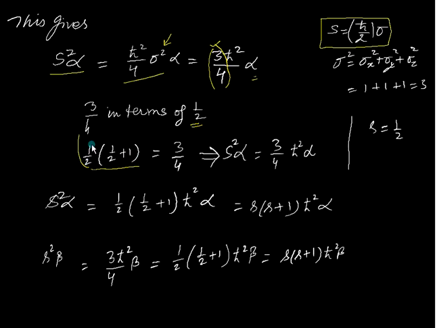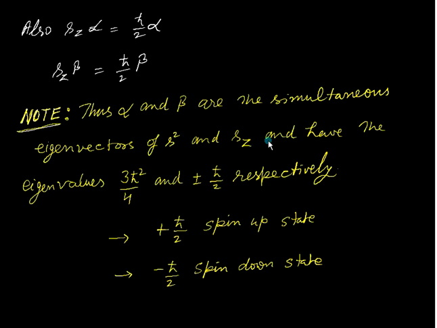And as you know, 1 by 2 is the magnitude of the spin vector along the z direction, so this is spin S equal to 1 by 2. So you can write S square alpha in terms of S as S into S plus 1 h cross square alpha, and similarly S square beta is equal to S into S plus 1 h cross square beta. And now Sz alpha is equal to h cross by 2 into alpha, Sz beta is equal to minus h cross by 2 into beta.